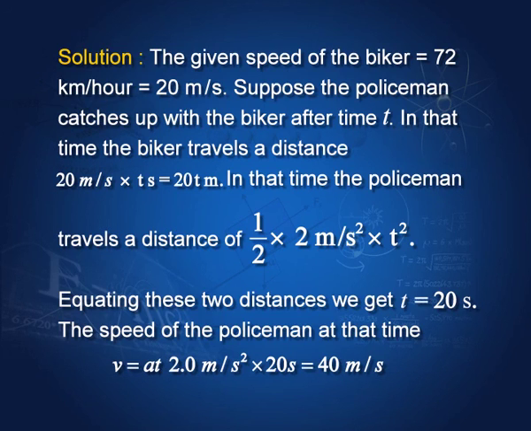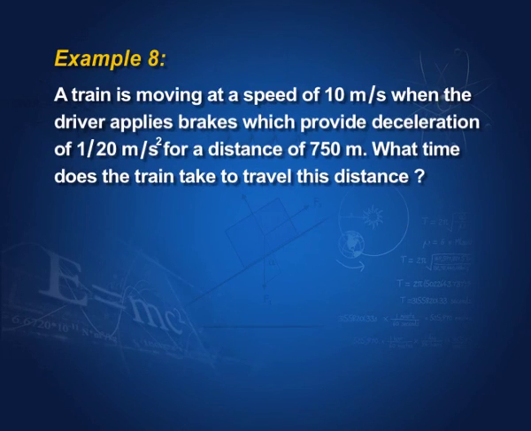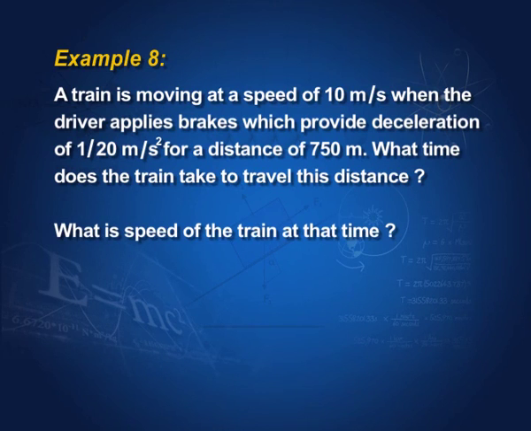Let us take another example. A train is moving at a speed of 10 meters per second when the driver applies brakes which provide deceleration of 1 by 20 meter per second square for a distance of 750 meters. What time does the train take to travel this distance? What is the speed of the train at that time?